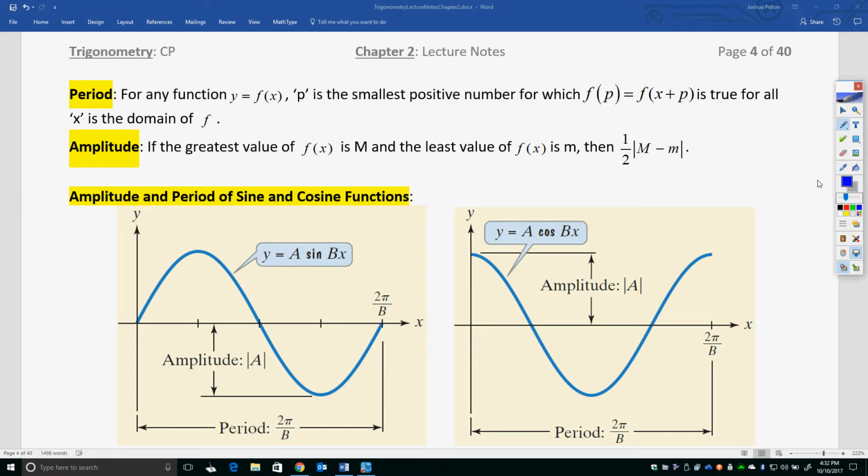This is Professor Pelton. This is Trigonometry, Chapter 2, Section 1, Part 2 of 3. Now we're going to cover period and amplitudes of the sine and cosine graphs.